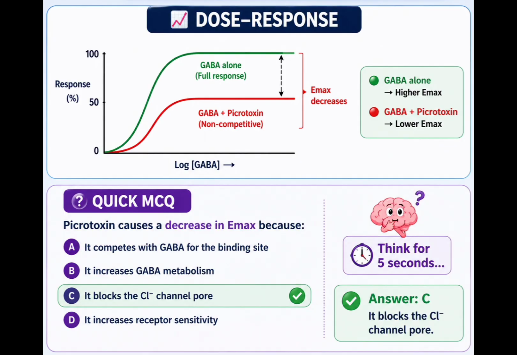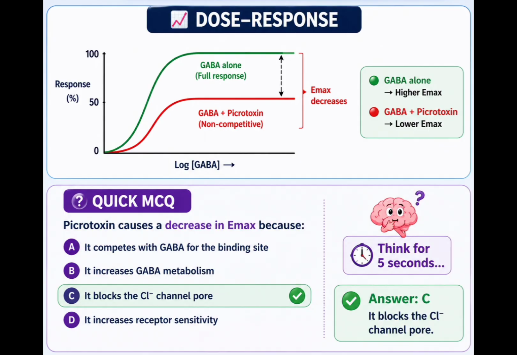Picrotoxin decreases Emax because: A. It competes with GABA for the binding site. B. It increases GABA metabolism. C. It blocks the chloride channel pore. Or D. It increases receptor sensitivity. Think for 5 seconds. The answer is C. It blocks the chloride channel pore.